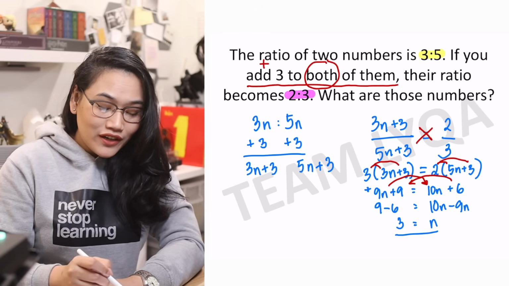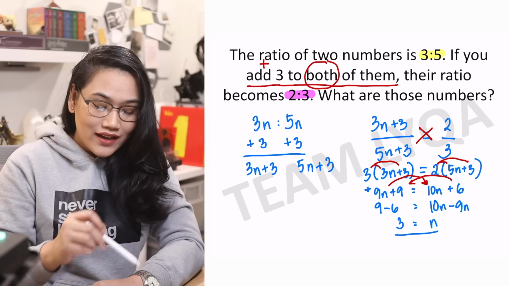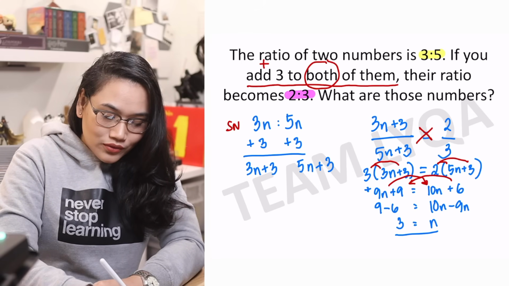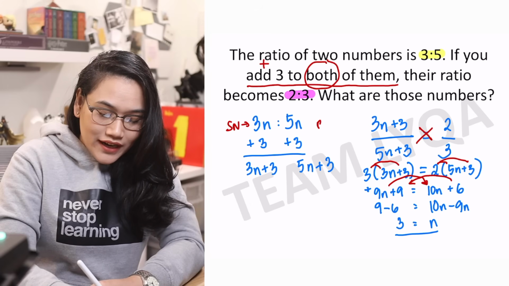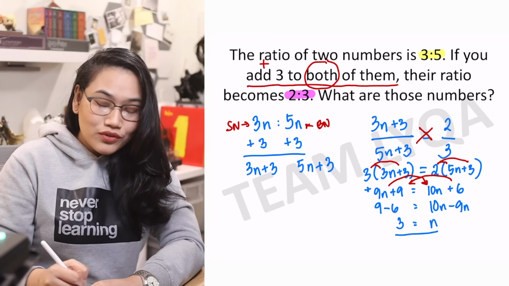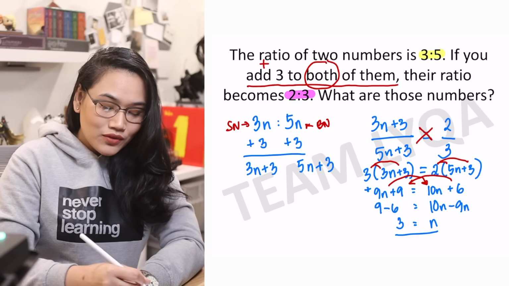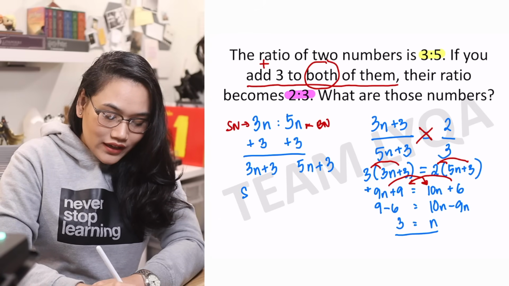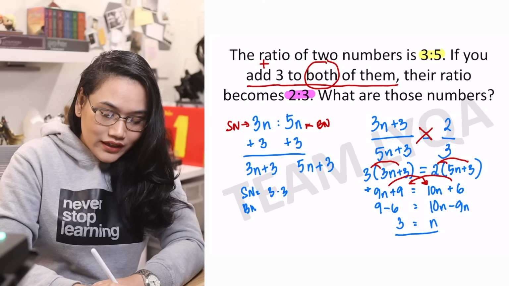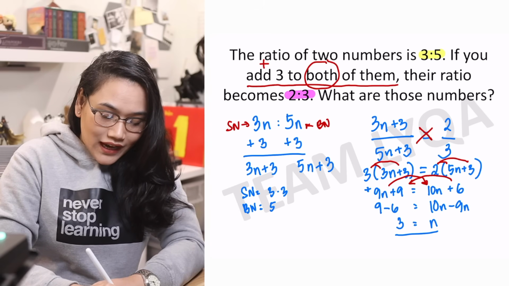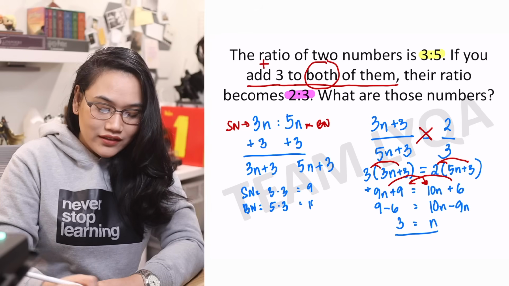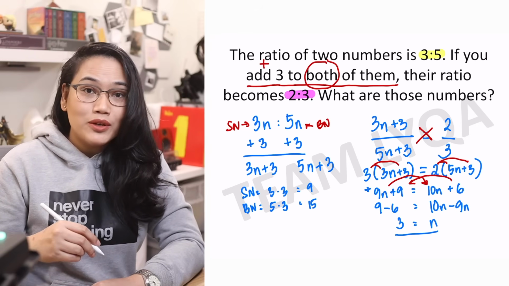Which means, to figure out kung ano yung mga numbers kanina, yung smaller number natin being yung 3n at yung bigger number natin being 5n, imumultiply ko lang itong 3 dun sa mga yon. So, the smaller number is 3 times 3 and the bigger number is 5 times 3. So, this is 9 and 15. Yun yung original numbers natin.